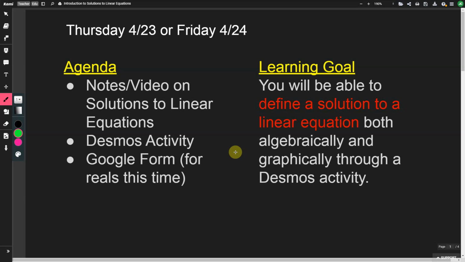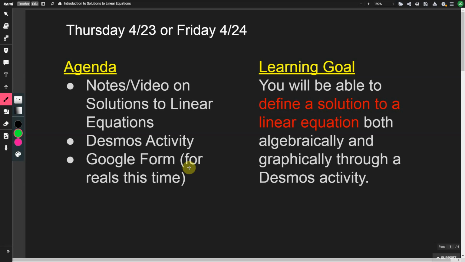This lesson is for Thursday 4/23 or Friday 4/24. And it's a real quick one. It's only like 4 slides, so we'll be done real quickly. But today's agenda is just these notes on solutions to linear equations, or pretty much this video. Then you're responsible for doing a Desmos activity, and then a Google form for reals this time. I know I didn't do it last time. I said I was, but I decided to do it for today and tomorrow.